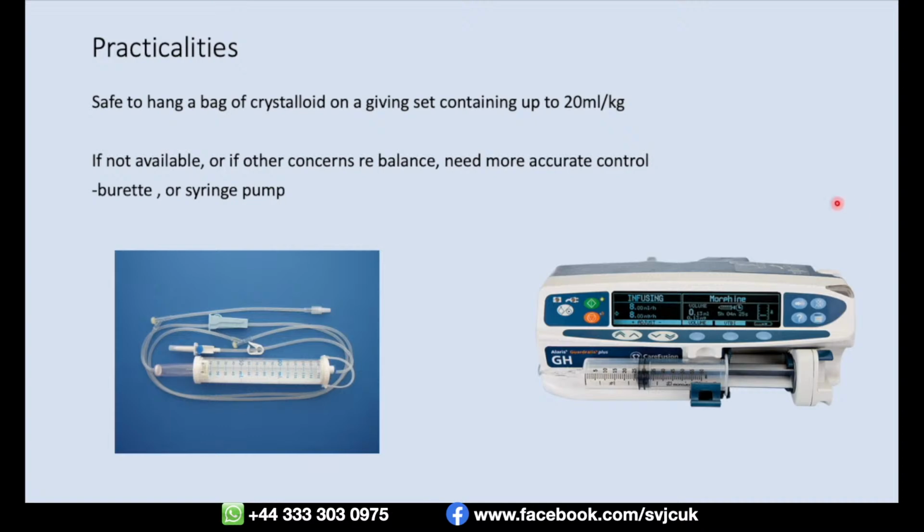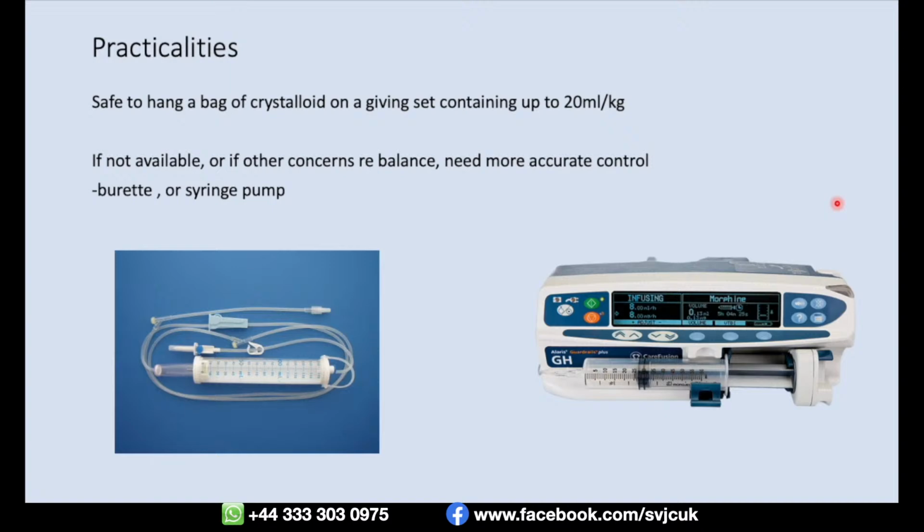So how are we going to actually go about administering this fluid that we've calculated? Well, as a good rule of thumb, it's safe to hang up a bag of crystalloid on a simple giving set which contains up to 20 mLs per kilo body weight for the child in front of you. And it's all about safety. If you or someone else accidentally opens up that drip set and the whole bag of fluid goes into the patient, you know you've only given them 20 mLs per kilo, which is a safe and appropriate bolus to give to almost any child.